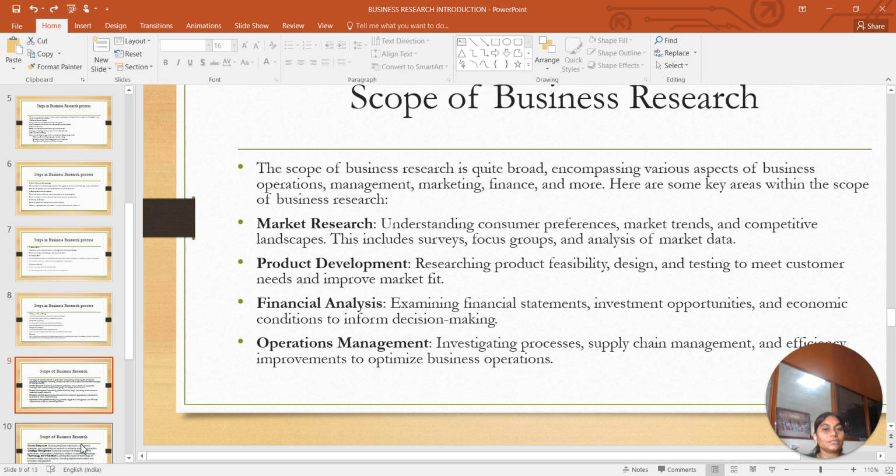First, marketing research. So understanding the customer preferences, market trends, and the competitive landscapes. This includes surveys, focus groups, and analysis of the market. And product development. Research the product feasibility, design, and testing to meet the customer needs and improve the market need. And financial analysis is always giving us examination of the financial statements and investment opportunities and economic conditions to inform the decision making of the organizations.